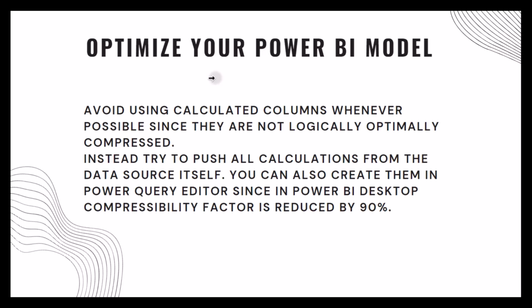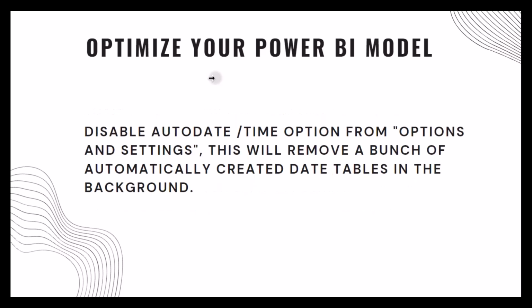Moving forward to the next step, which is to disable the auto date/time option from options and settings. Turning this off prevents the creation of unnecessary date tables, making your model leaner. This will also remove a bunch of automatically created date tables in the background.